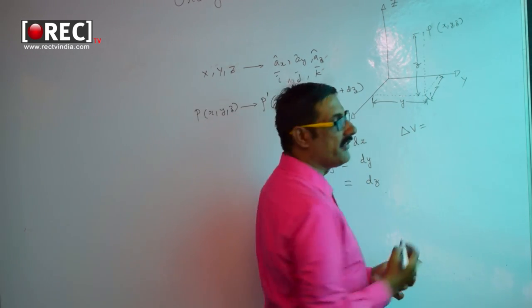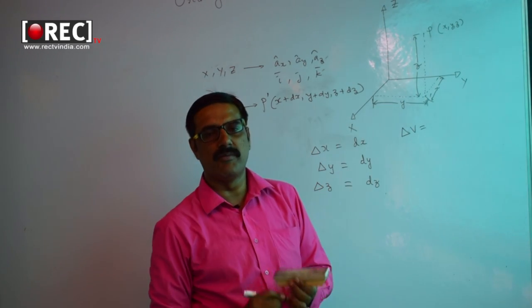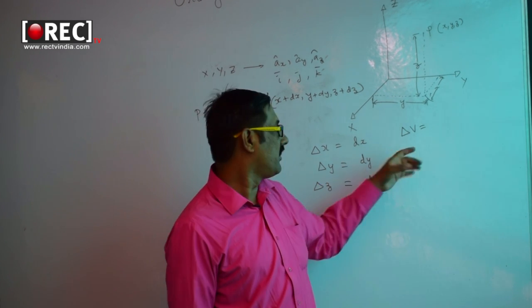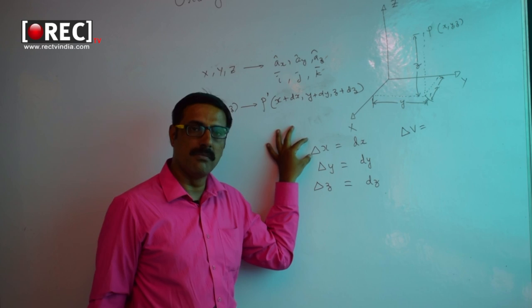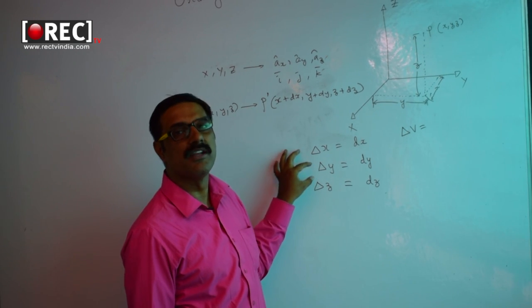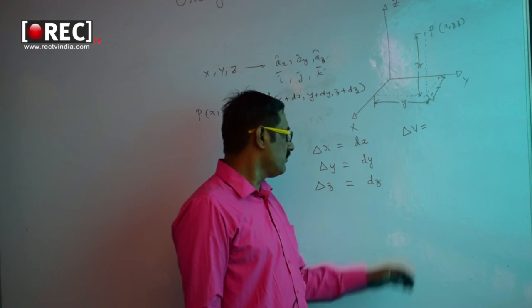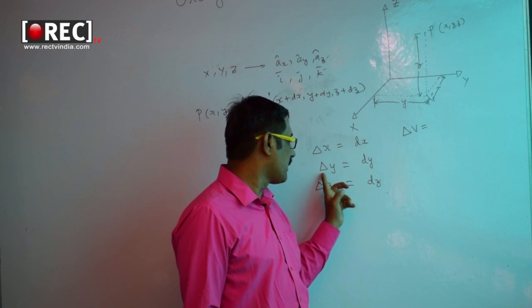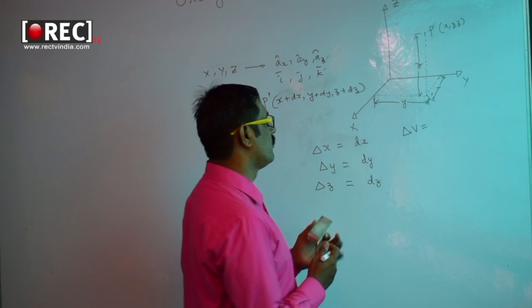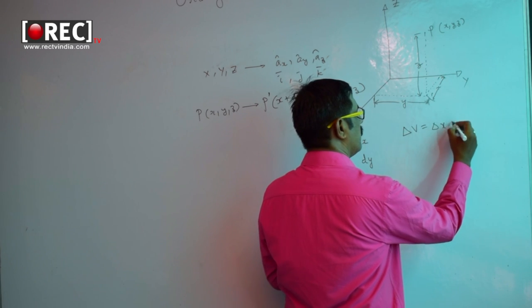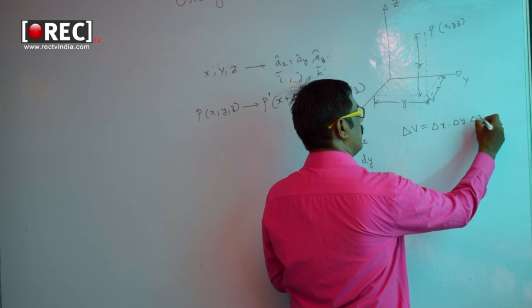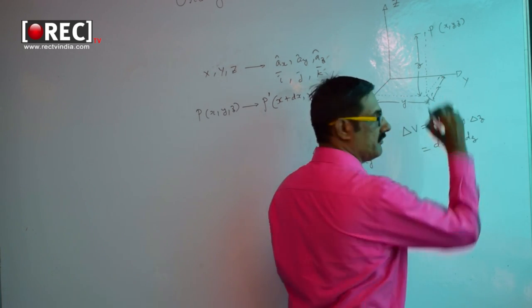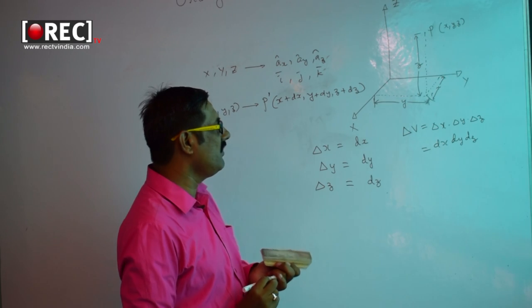Delta V. So volume is a three-dimensional element. Everybody knows that it is a three-dimensional element. So how to get the net volume? It is the change in X direction multiplied by change in Y direction multiplied by change in Z direction. So the incremental volume delta V is delta X into delta Y into delta Z. So it is simply DX DY DZ.